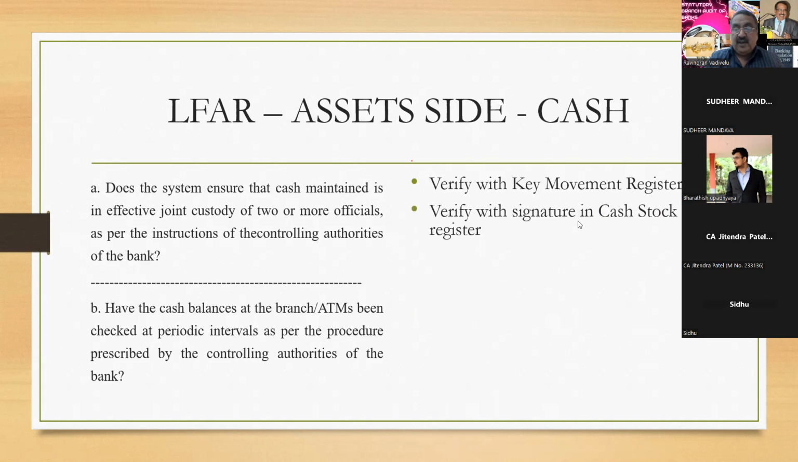And the next point is to verify the signature in the cash stock register. So you have to ask for the cash stock register or cash vault register. In that, after all the calculations, both the manager and the officer have to put their signature. You can give this work to your staff. If both the cashier and manager have signed in all the pages of the cash stock register, then you can give the certificate saying that yes, I confirm that the keys, that is cash, is being maintained in effective joint custody of two, and this I have taken on verification of the key movement register as well as the cash stock register. You have to give a specific reply.